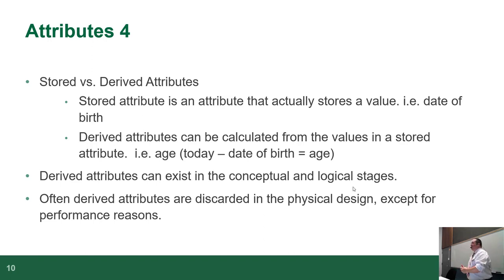That is all derived. If you can express it as a mathematical equation, it's derived. If it's the pieces you use for the mathematical equation, that could be derived or not, depending on where you are in the process. So the takeaway is derived attributes usually only exist at the conceptual and the logical stage. When you go to physical, you try to get rid of as many of them as possible, but sometimes you include them for performance because math is expensive.